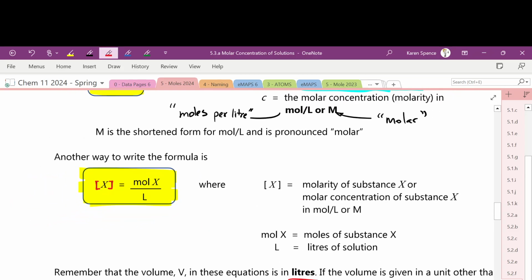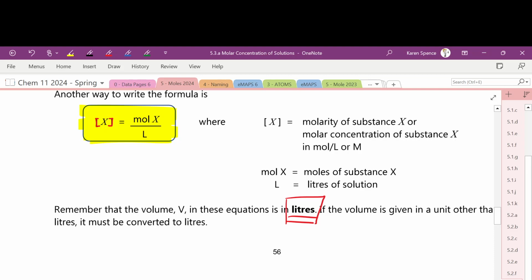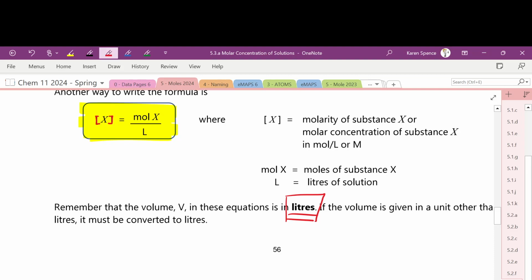Now, volume has to be in liters. If you are given milliliters, you must convert to liters. Do you know how to convert to liters from milliliters? Say we had 500.0 milliliters. At this point, you are allowed to just convert by moving the decimal point. Do you know how many places to move it?